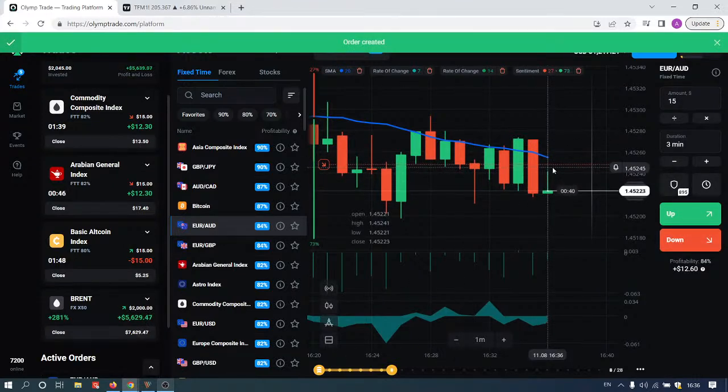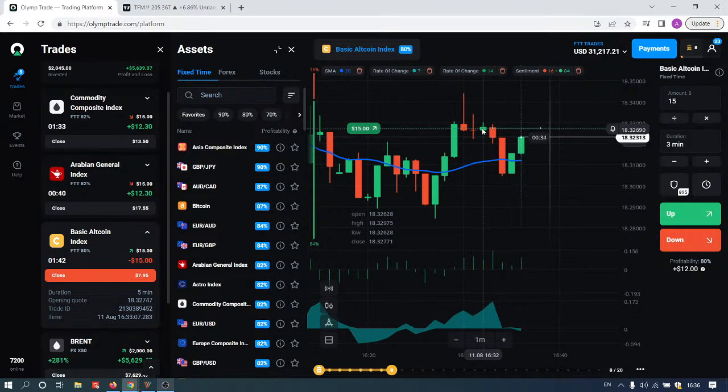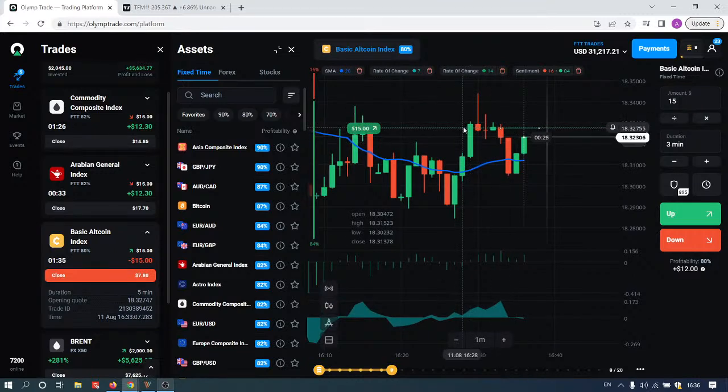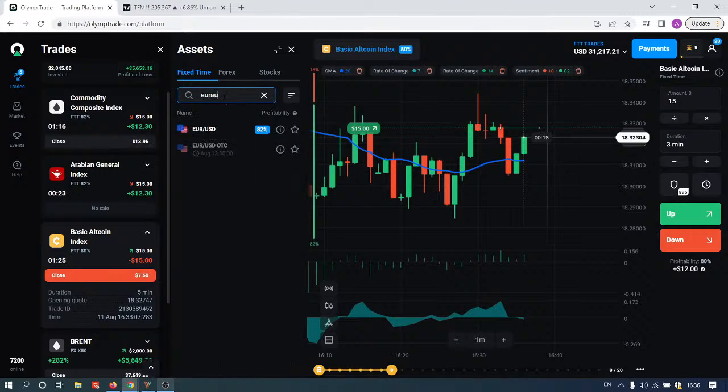So I've set another pending order here. Oh wow, basic altcoin index. I was expecting something different here. I was expecting a further push. It looked like this flag formation. Euro AUD. So what?